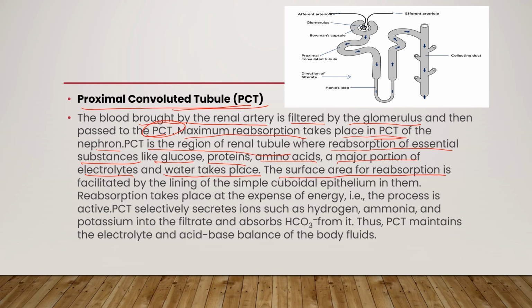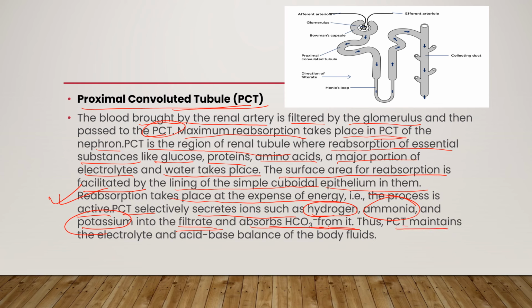The surface area for this reabsorption is increased by the lining of simple cuboidal epithelium. Reabsorption takes place at the expense of energy, and the process is active. So active absorption is happening here. The proximal convoluted tubule also selectively keeps on secreting ions. What are the ions? Hydrogen, ammonia and potassium into the filtrate, and it absorbs bicarbonate from it.